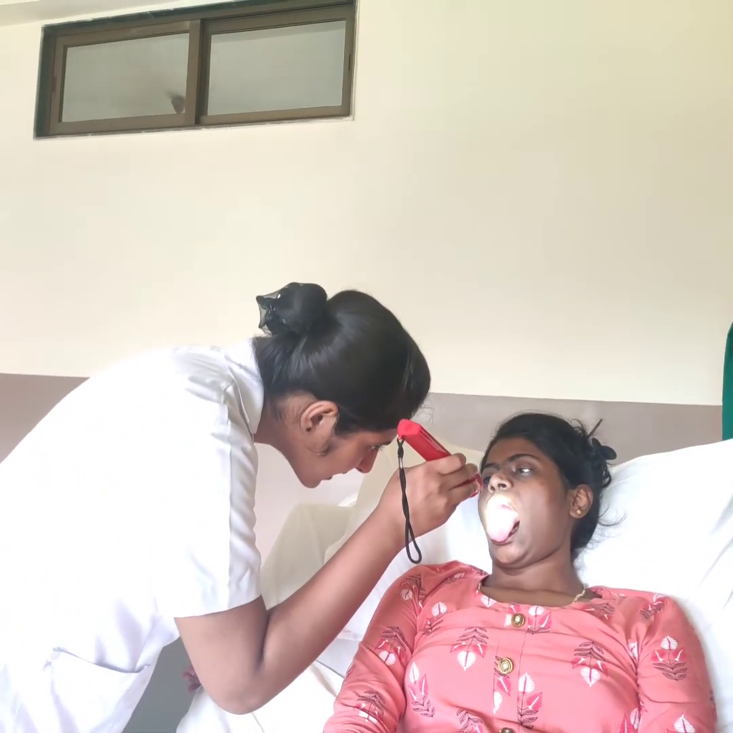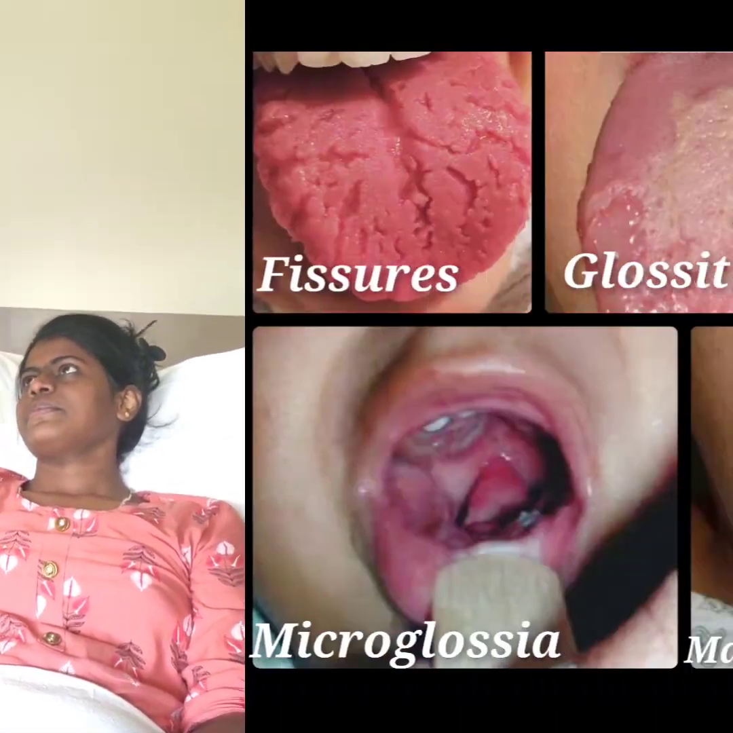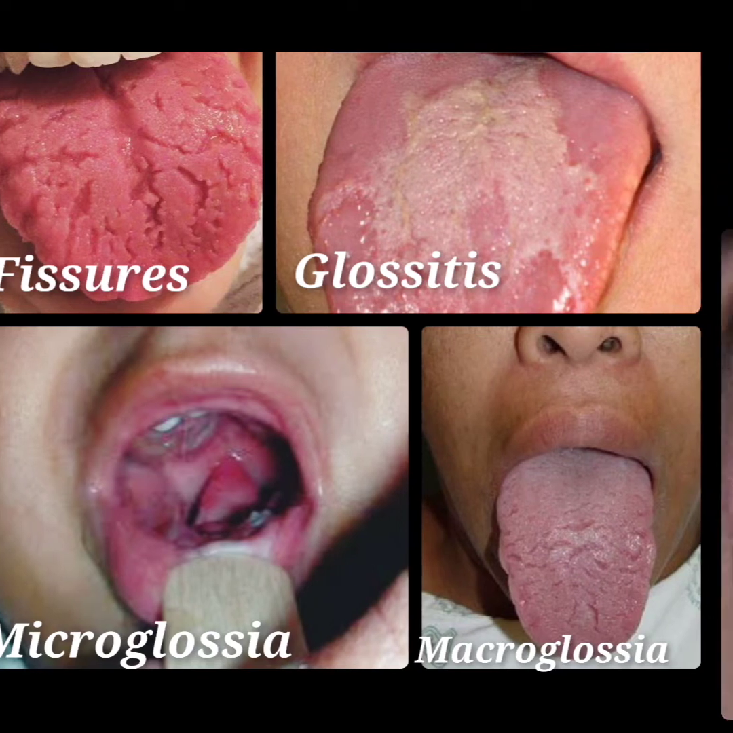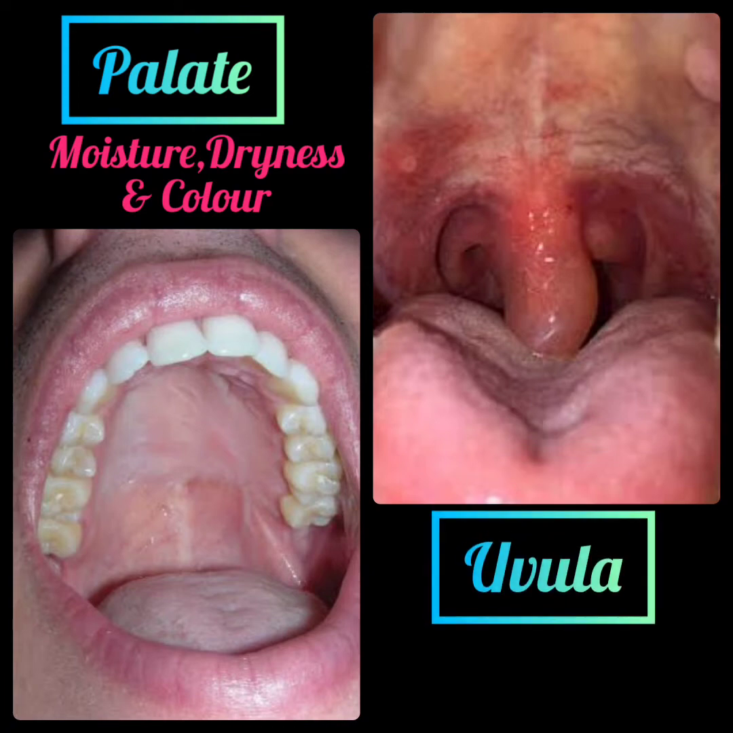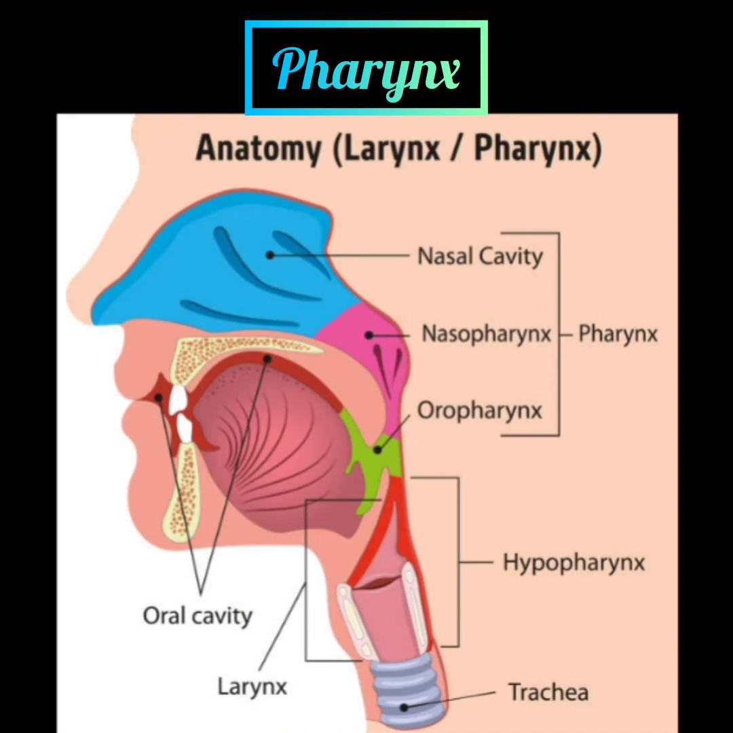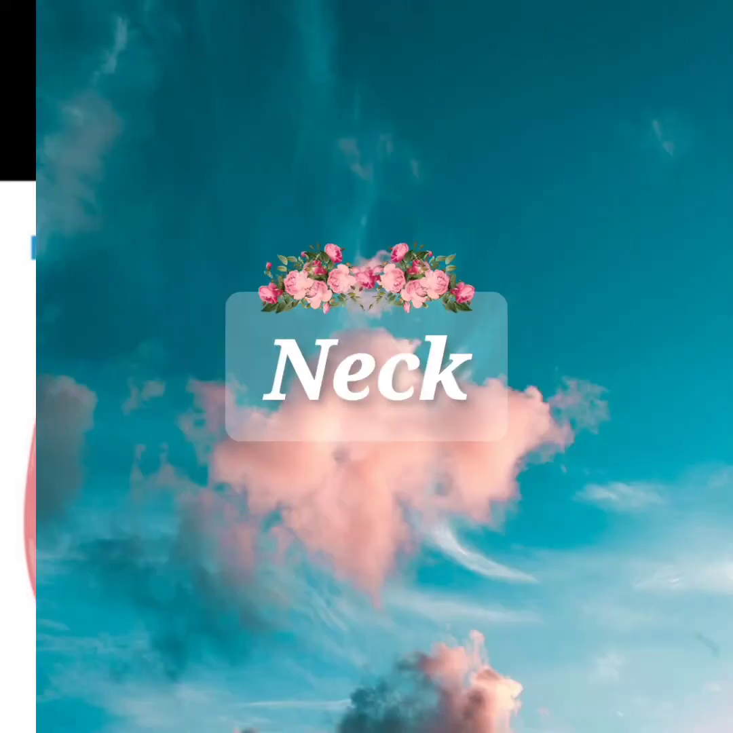Assessment of tongue. Explain to the patient to protrude the tongue out and assess with the help of a torch. Assess the tongue for fissures, glossitis, micro and macroglossia. Assess the palate for moistness, dryness and color, and assess the uvula for color, midline and gag reflex. Assess the pharynx for color, dysphagia and petechiae. Assess the tonsils for redness, exudation and tonsillitis.